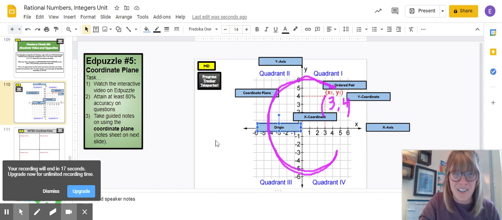I challenge you to see if you can memorize them. We'll play some Simon Says.